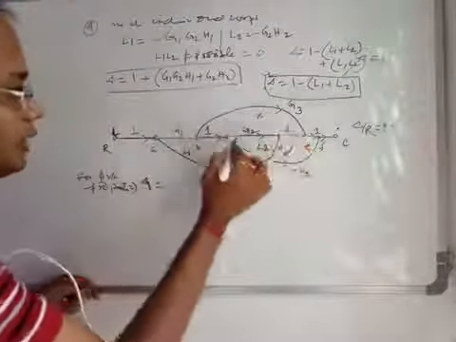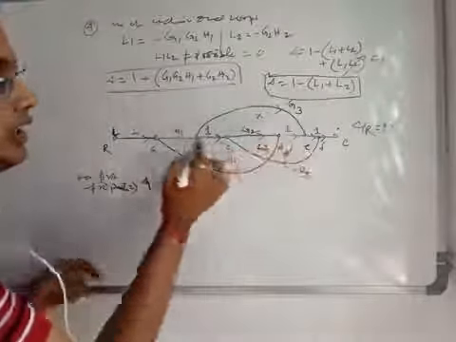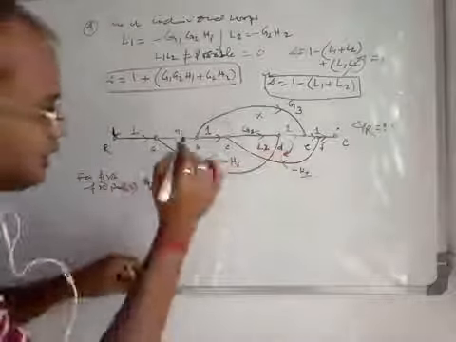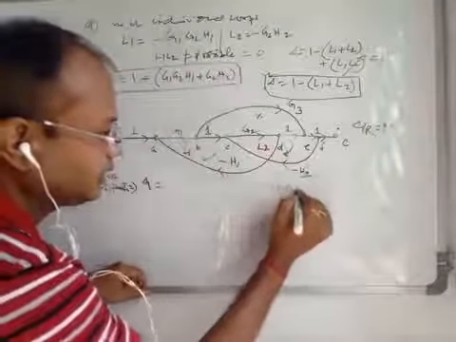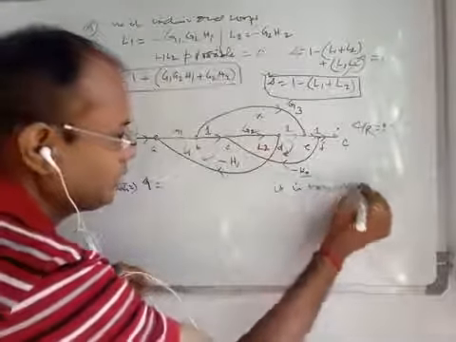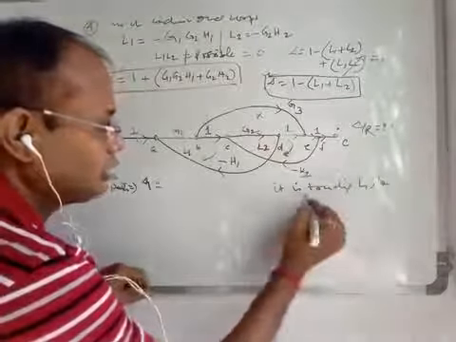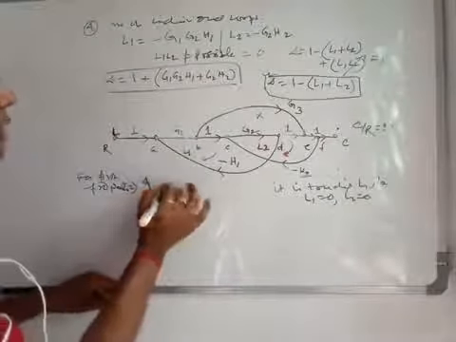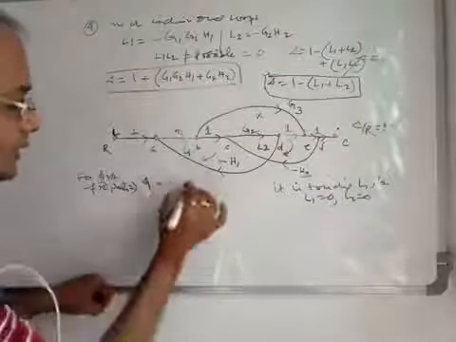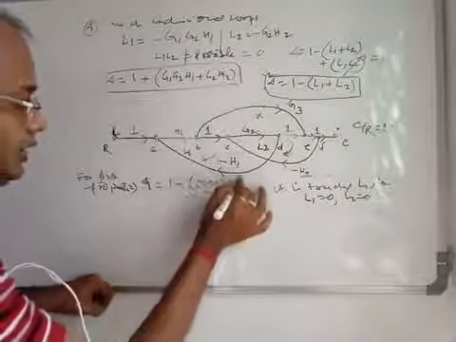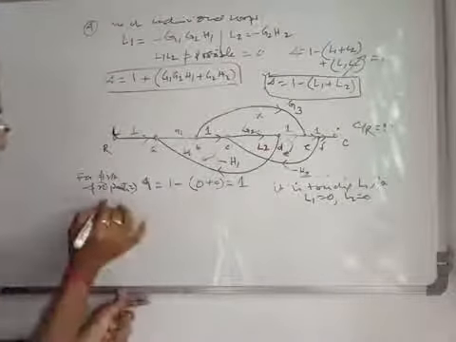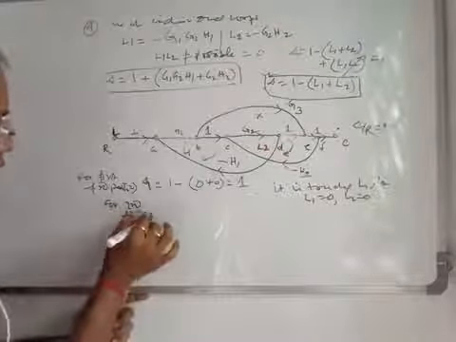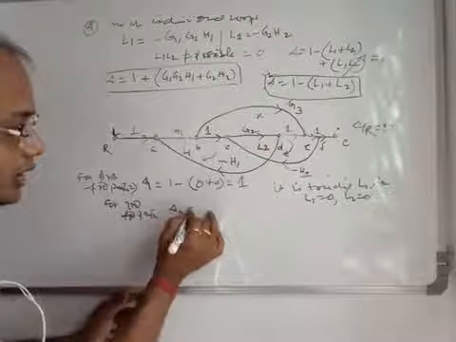So this forward path is in touch with L1 and L2. That means the first forward path is touching L1 and L2. So if it is touching L1 and L2, L1 will be 0 and L2 will be 0. So delta 1 will be equal to 1 minus 0 plus 0, that is 1, right? For the second forward path, we will have to consider delta 2.